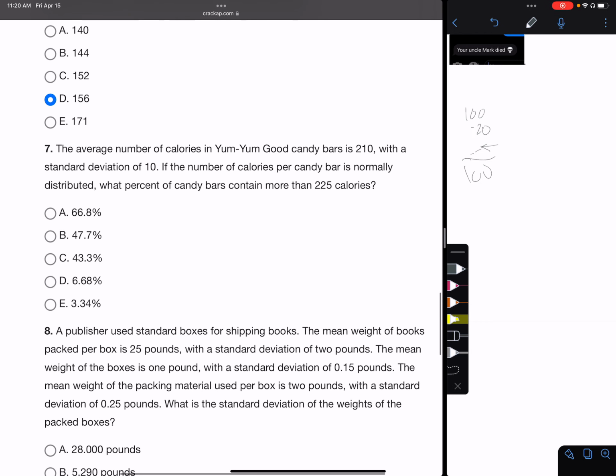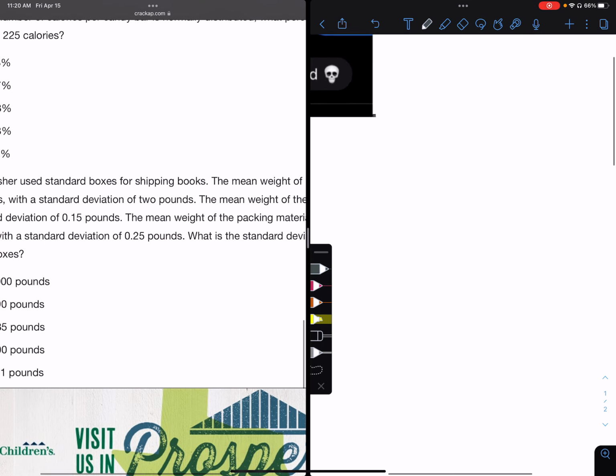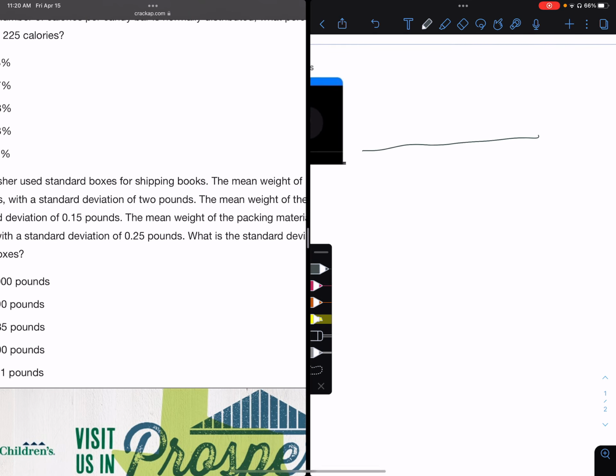The average number of calories in Yum Yum Good candy bars is 210, with a standard deviation of 10. If the number of calories per candy bar is normally distributed, what percent of candy bars contain more than 225 calories? Standard deviation of 10 calories. So if we drew the best fit, alright, so standard deviation of 10.